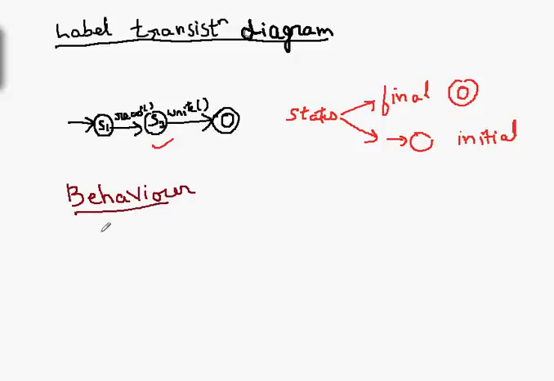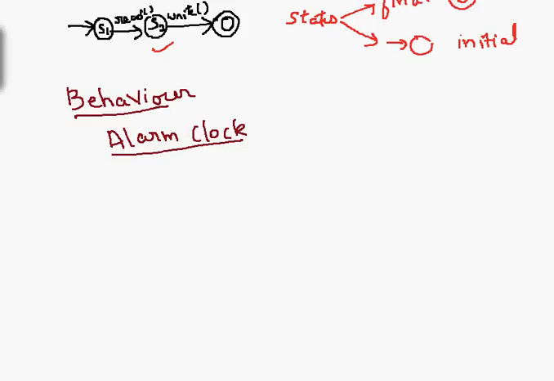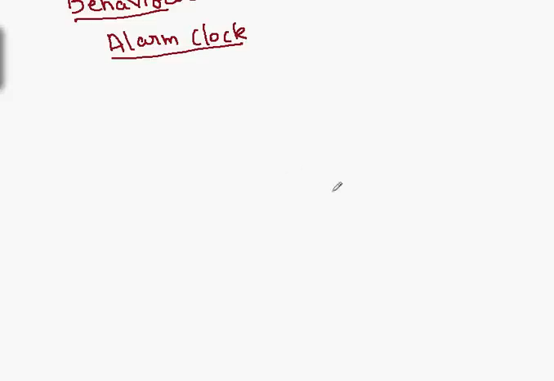Now let me consider a simple example of an alarm clock, and let me see how I can depict the behavior of the alarm clock using a simple labeled transition diagram. Let me consider the alarm clock to have only two states, a state where the alarm is off, that is S1, and a state where the alarm is on.